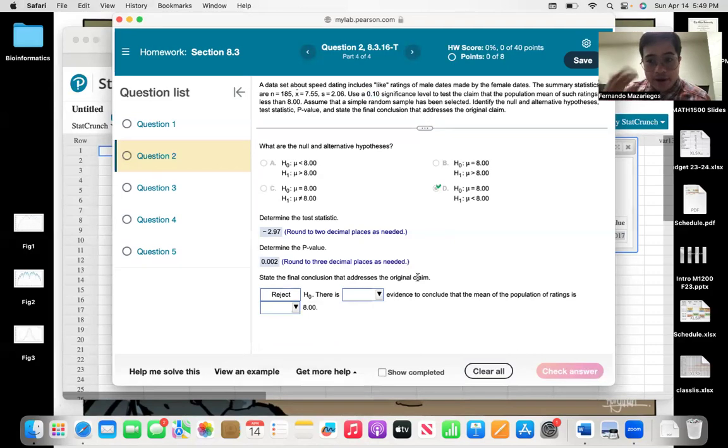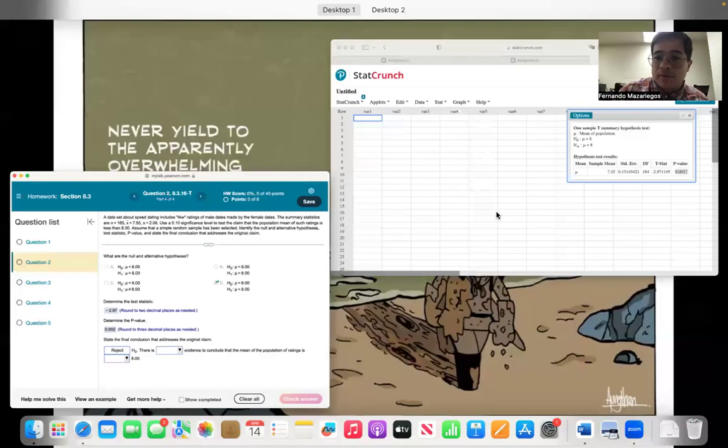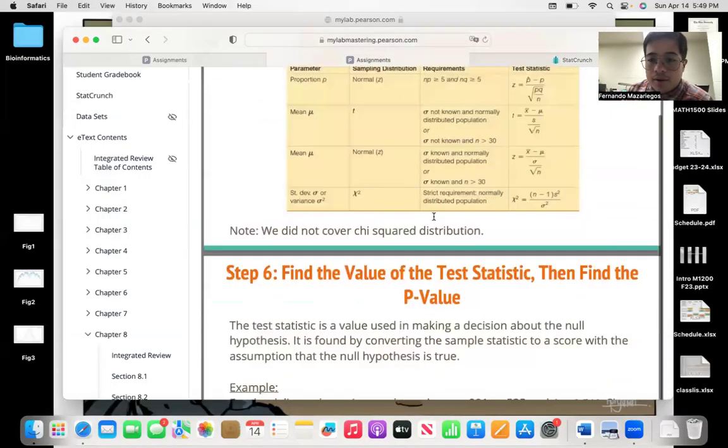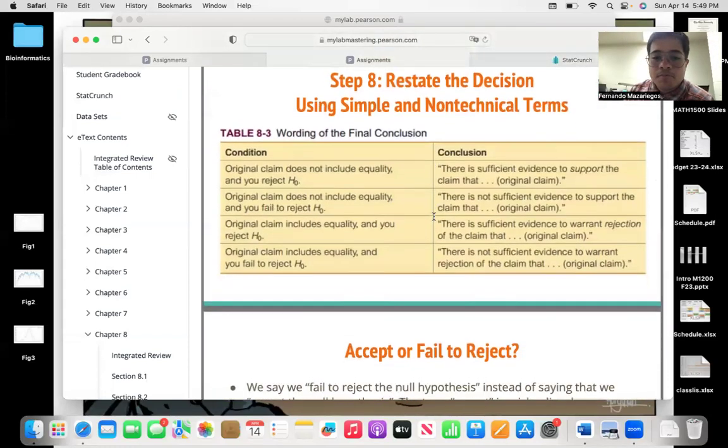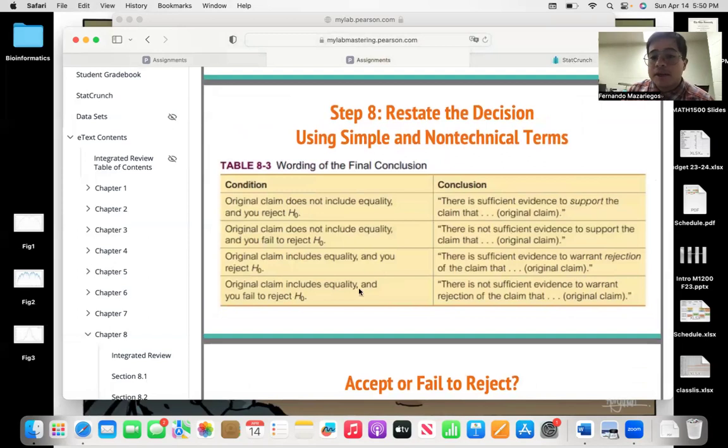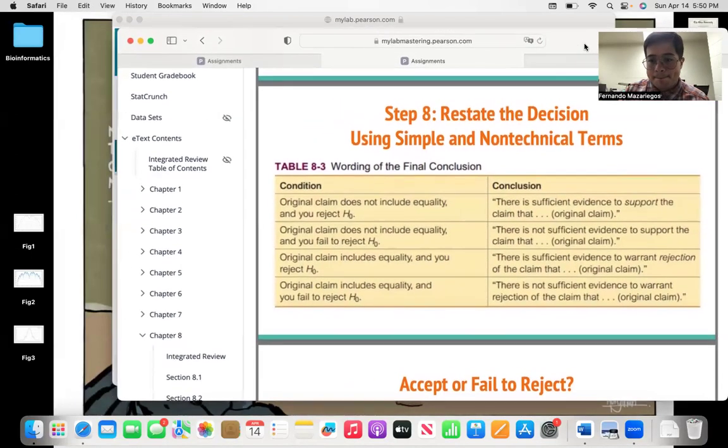And then for the final conclusion, we go back to table 8.3, which again, you don't have to memorize. You can just look at it from your notes. And you need to identify the correct case you're working with in this problem. So in this case, the original claim does not include equality, and we reject the null hypothesis. So it is the first case. So the conclusion needs to look something like there is sufficient evidence to support the claim that.